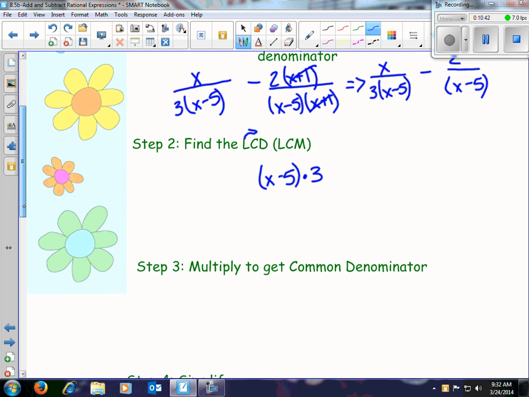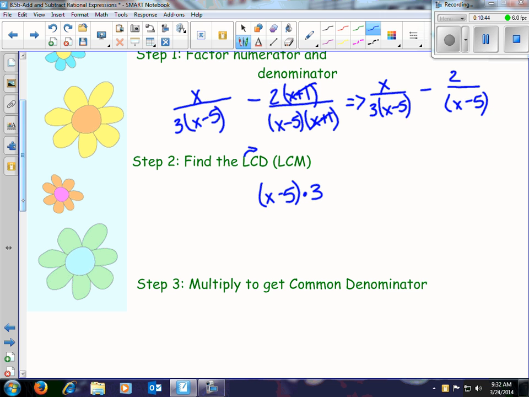Now, this is a little bit simpler in a sense, like I need to look at this and say, what is this missing in my denominator? So this is 3 times x minus 5. 3 times x minus 5. Nothing. So I don't have to change my first part because my common denominator is this denominator.